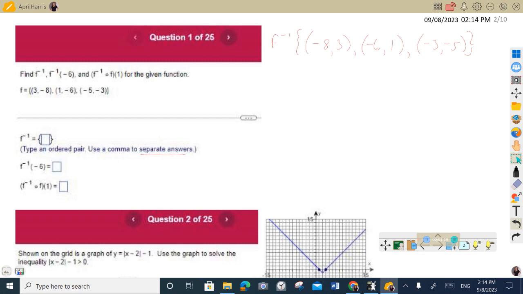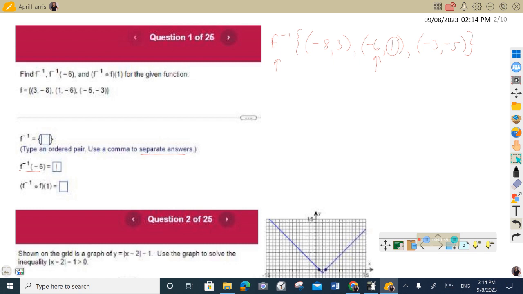So then if it's asking you for the inverse of negative 6, we're going to use the inverse function, which is up here, which we just did. Which one has x of negative 6? It's this one. So when x is negative 6 on the inverse, the y would be 1. So that's a 1 right there.